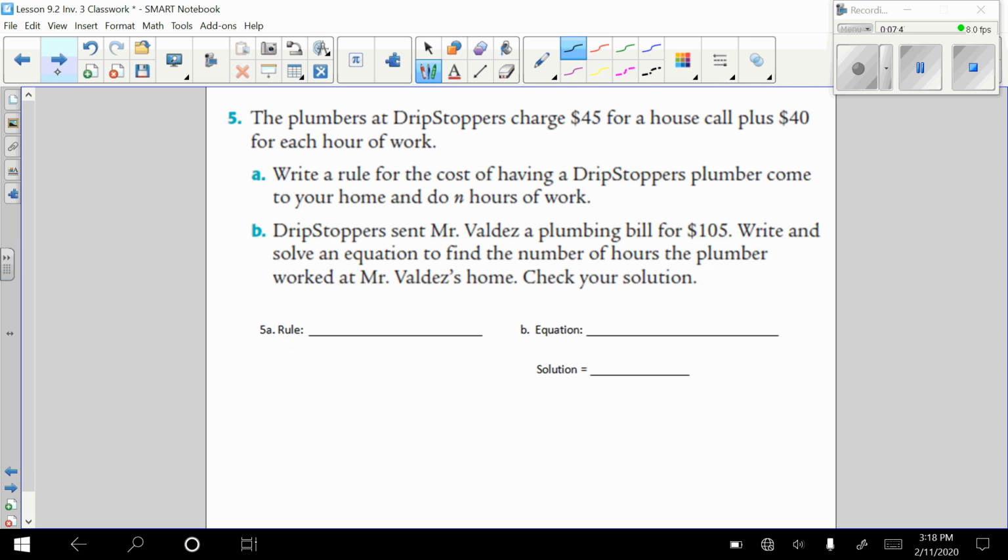How about if you have a plumber come to your house? He charges $45 for the house call plus $40 for each hour. Remember, when you're looking for keywords such as each, per, every, those are the things that indicate the variable goes with the number right before that. So if I was going to write a rule, $45 is what they charge me to come to my house, plus $40 for every hour. N is my variable there. To write an equation, if my bill was $105, I would write 45 plus 40n equals 105. How long were they at my house?